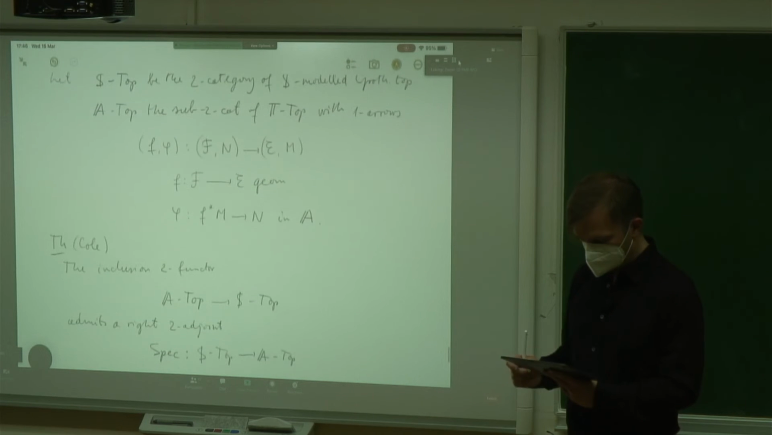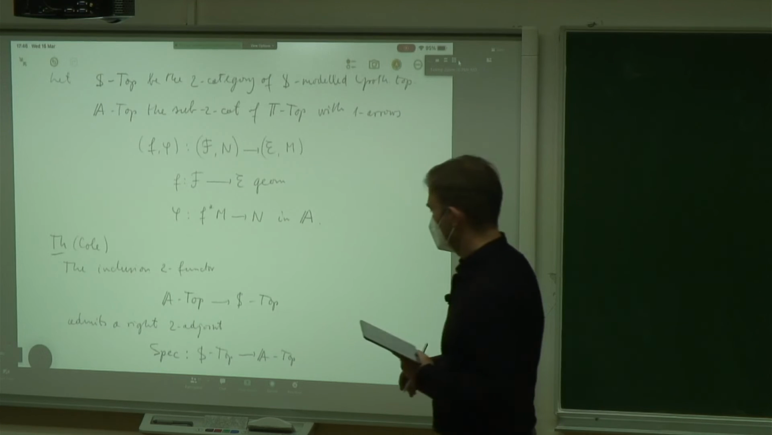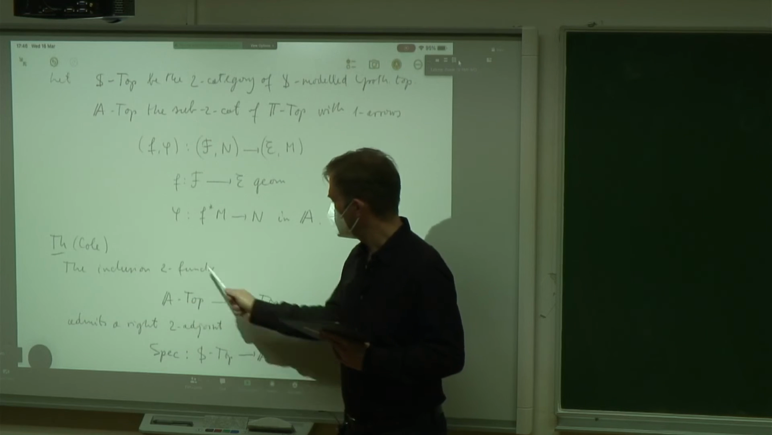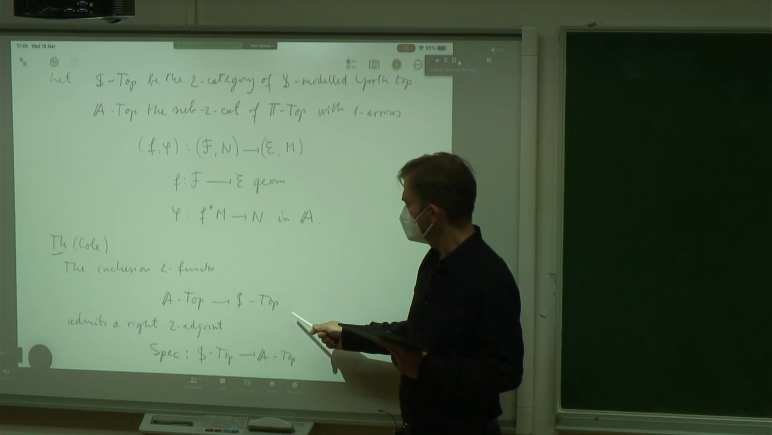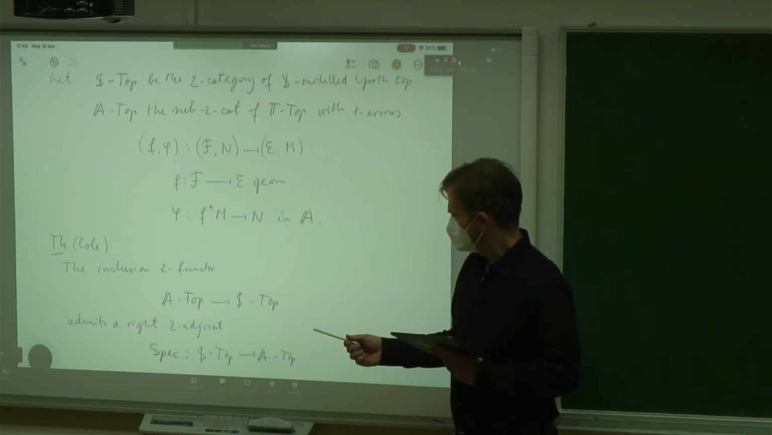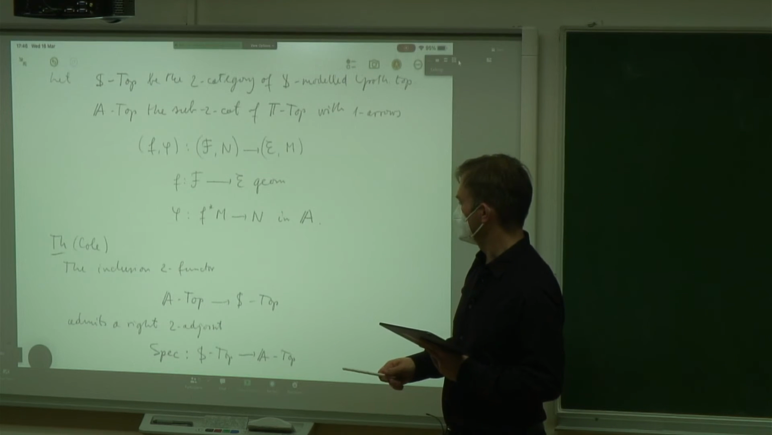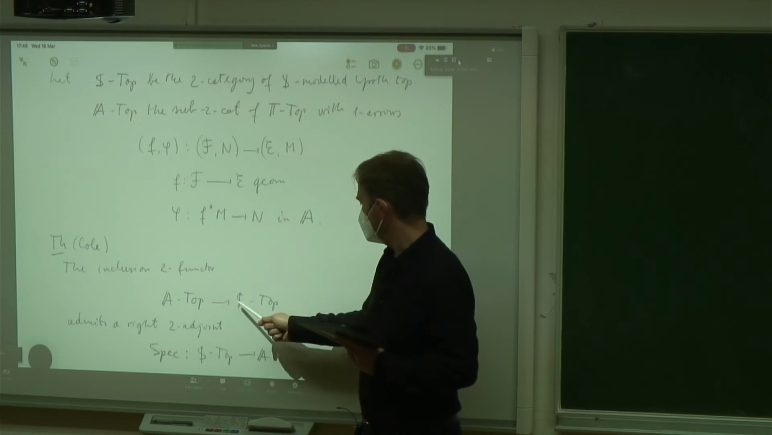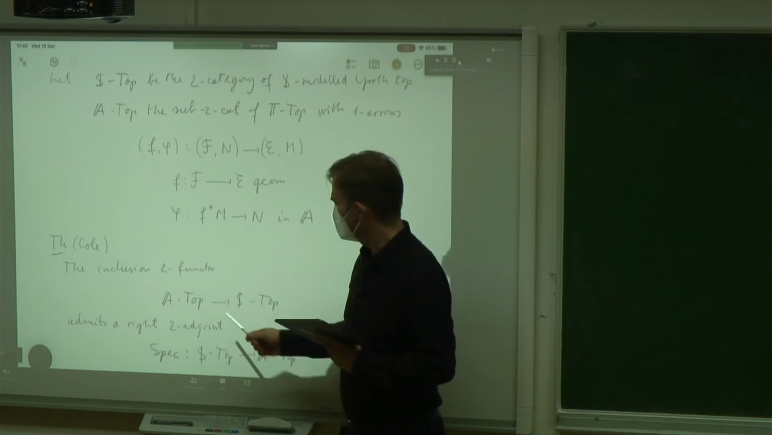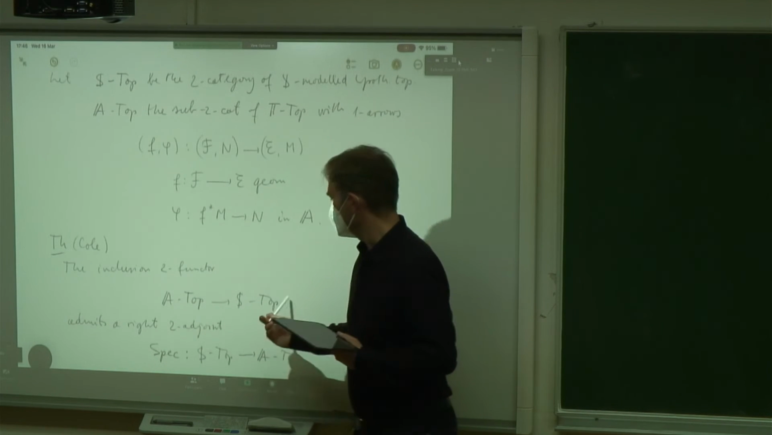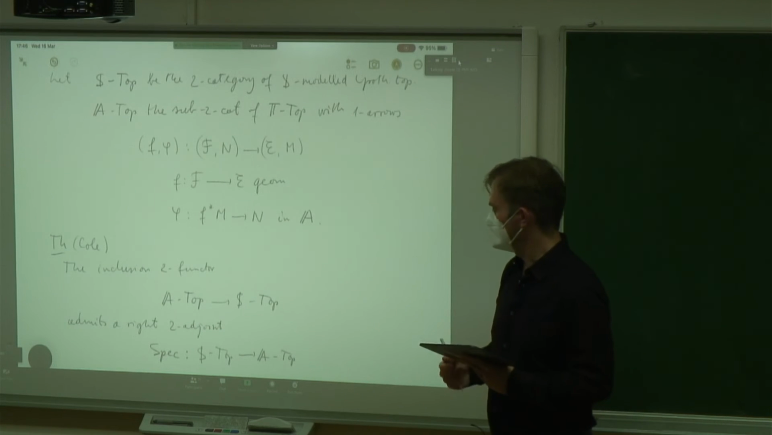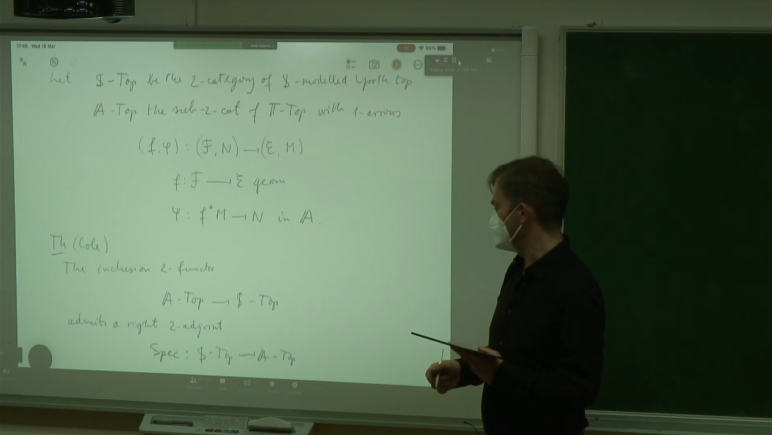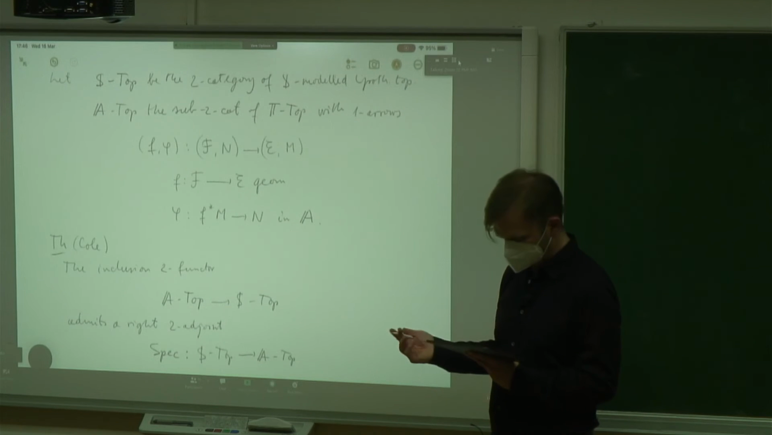Right. So Cole's theorem says that the inclusion 2-functor from A-top into S-top, so this is purely because any kind of model here is a model here, and any morphism here is also a morphism here. So you really have this inclusion. But it admits a right 2-adjoint called spectrum.